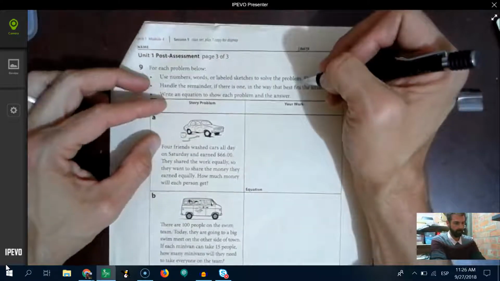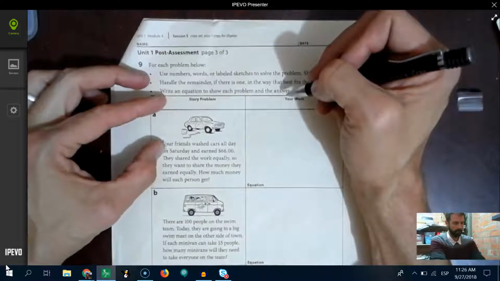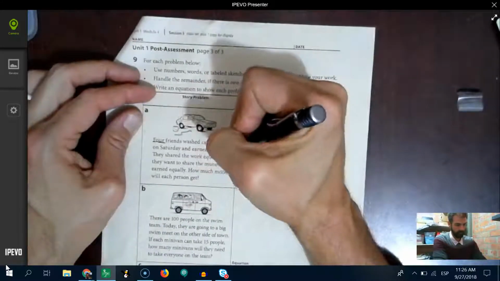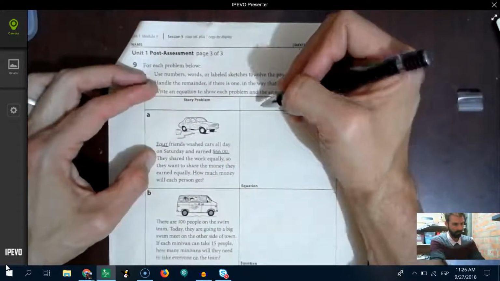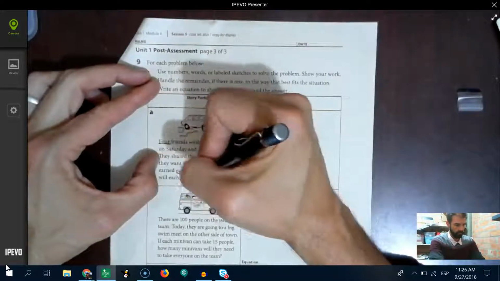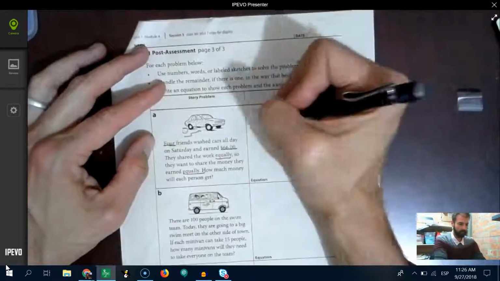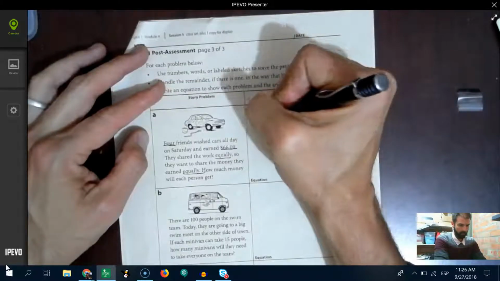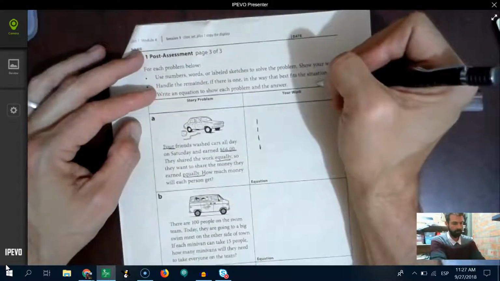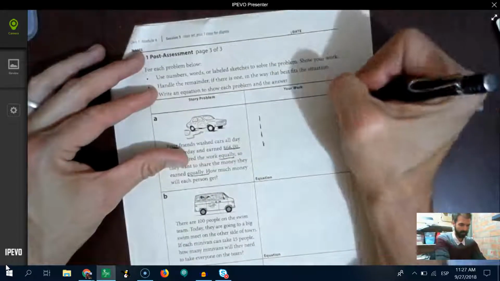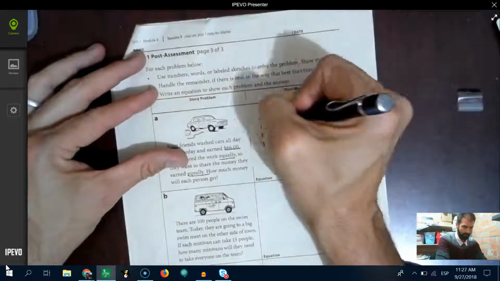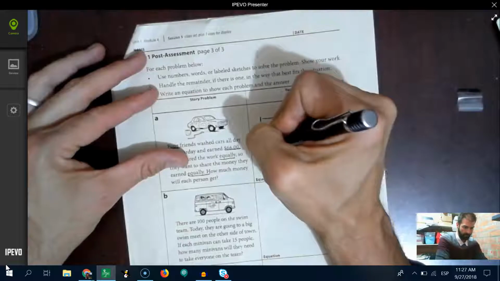Okay, so 4 friends washed cars all day on Saturday and earned $66. So we got 4 friends, we got $66. They shared the work equally. So they want to share the money they earned equally. How much money will each person get? Okay, so I have these 4 people, and they're going to split $66. So I'm going to give each one 10, 20, 30, 40.